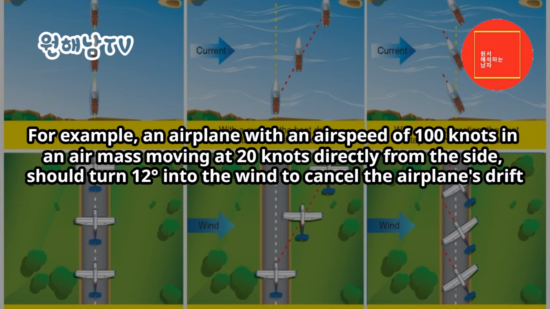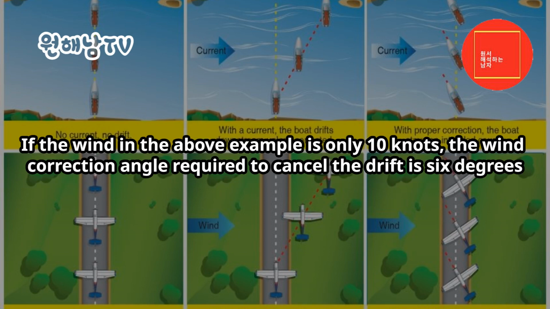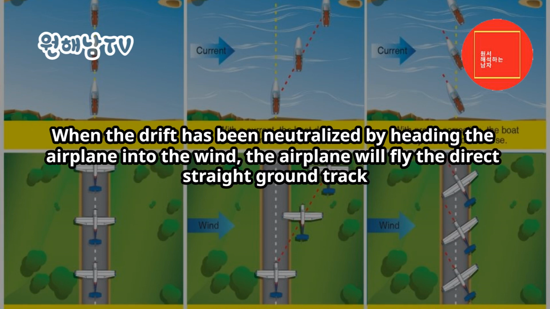For example, an airplane with an airspeed of 100 knots in an air mass moving at 20 knots directly from the side should turn 12 degrees into the wind to cancel the airplane's drift. If the wind in the above example is only 10 knots, the wind correction angle required to cancel the drift is 6 degrees. When the drift has been neutralized by heading the airplane into the wind, the airplane will fly the direct straight ground track.